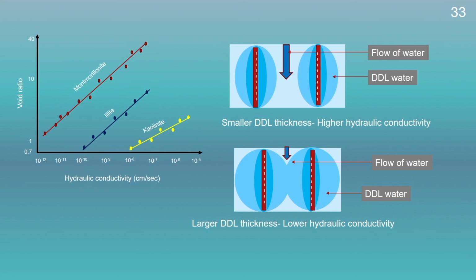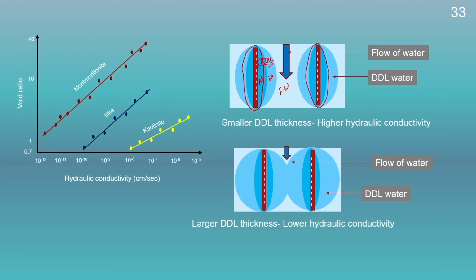Now, we will try to understand the diffuse double layer thickness and its influence on the hydraulic conductivity. Say for example, here we will take montmorillonite particles or an expansive soil mineral. If we look into this mineral, it will absorb moisture. Now, this moisture can be divided into different types, say for example adsorbed water and diffuse double layer water. And beyond this diffuse double layer water, the water is known as free water, and this thickness is known as the diffuse double layer thickness.